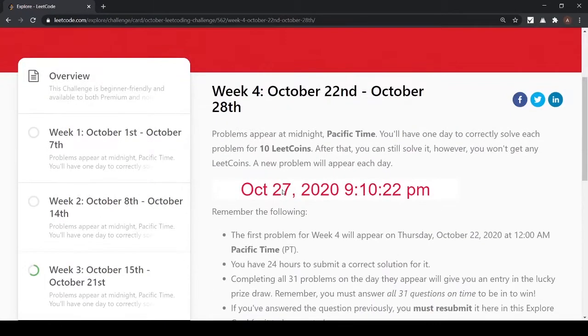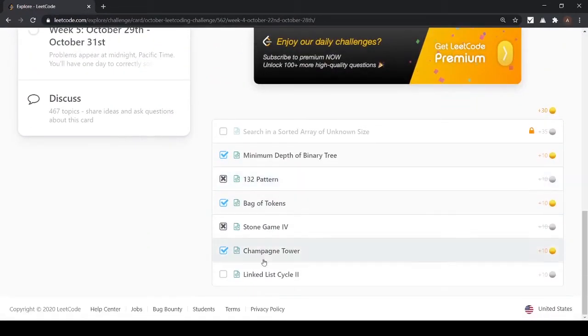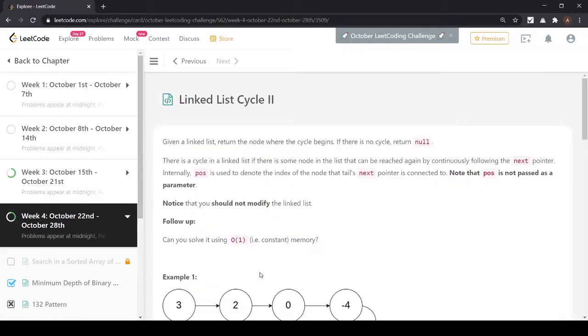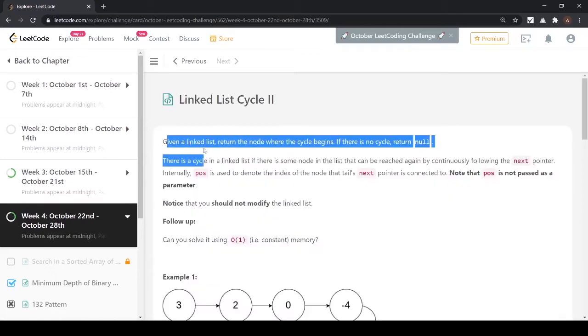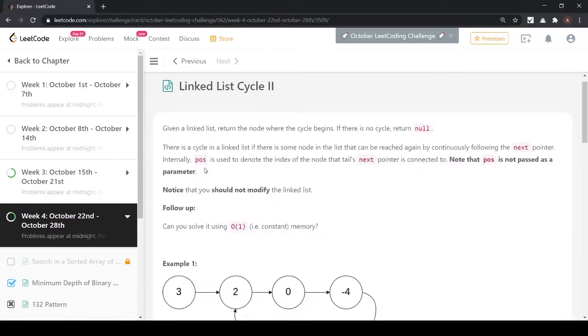What's up? This is the LeetCode Week 4 challenge, and I'm going to solve one of those challenges. This is Linked List Cycle 2.